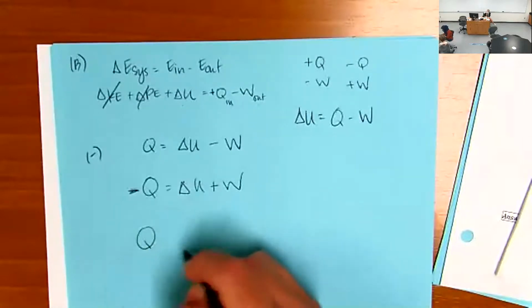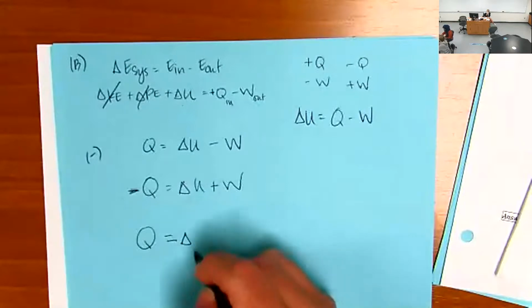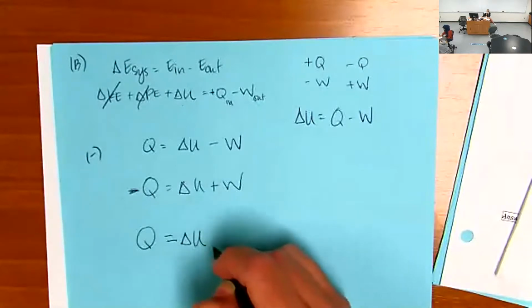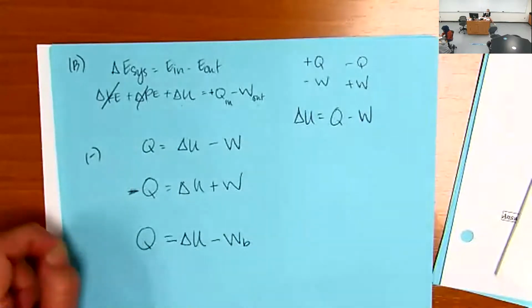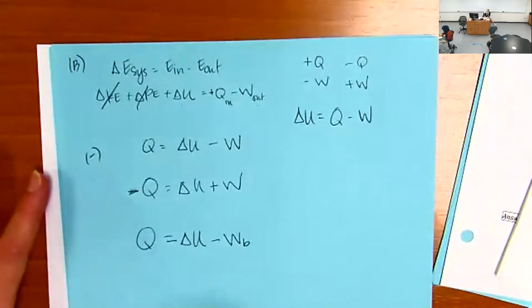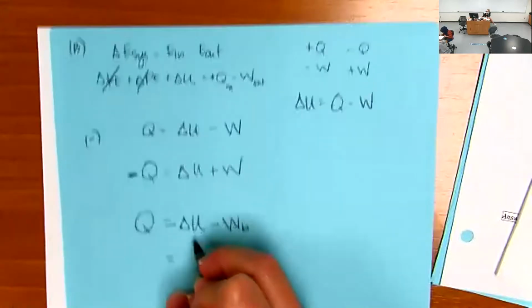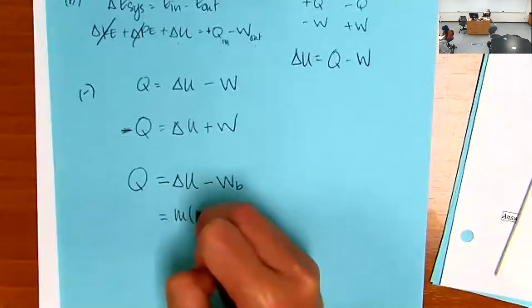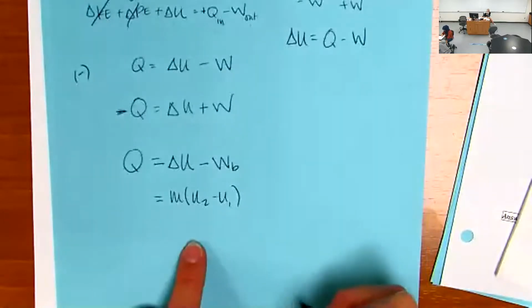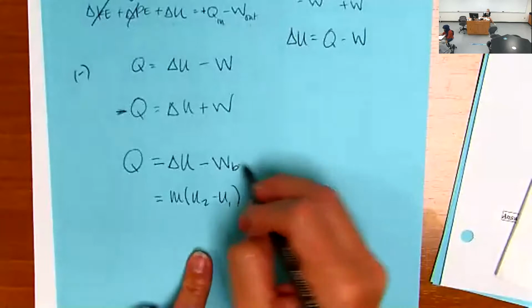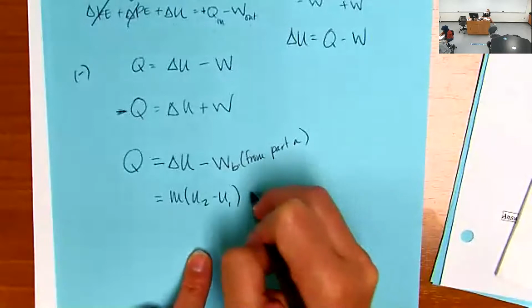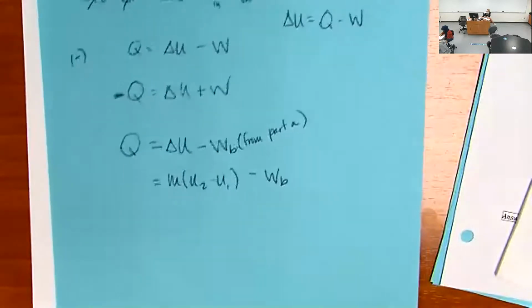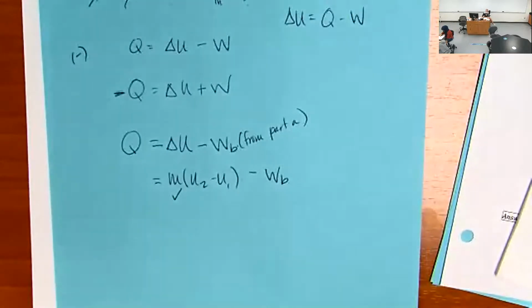So we have Q is equal to our change in energy of our system, which is going to be our change in internal energy minus our boundary work. And then our internal energy is going to be mass times our change in specific internal energy. And our boundary work is from part A that we figured out. So we know we have mass and we need to look up internal energy from our property tables.